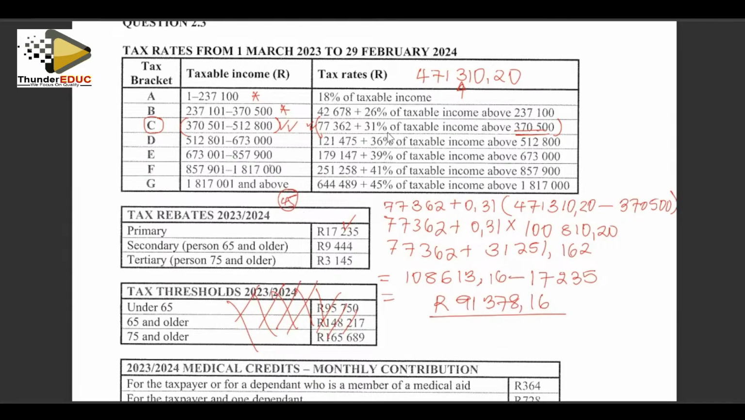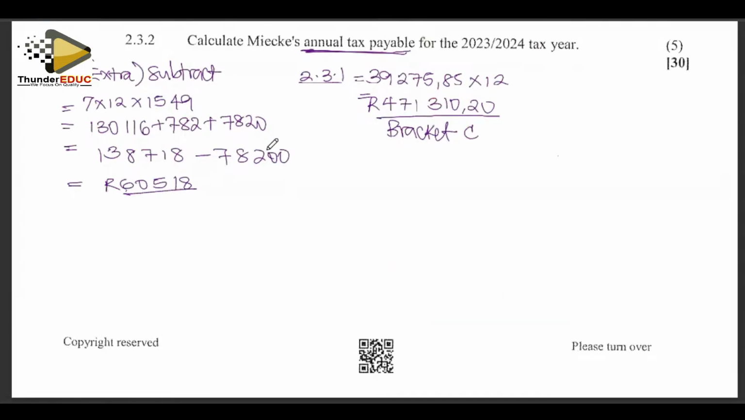Calculate annual tax payable. That's how we calculate the annual tax payable. But they ask for monthly. This is when you divide by 12. Okay, let's continue to the other question. That marks the end of question number 2.